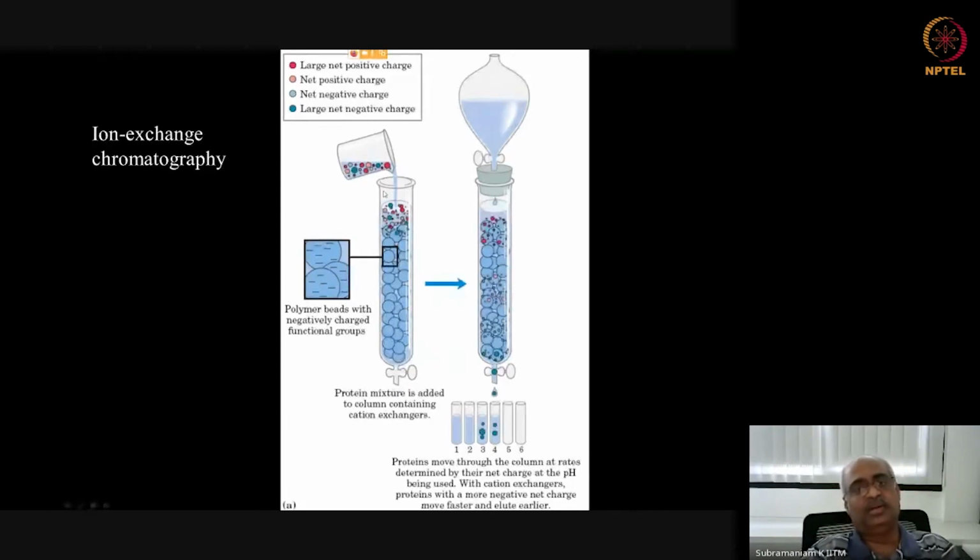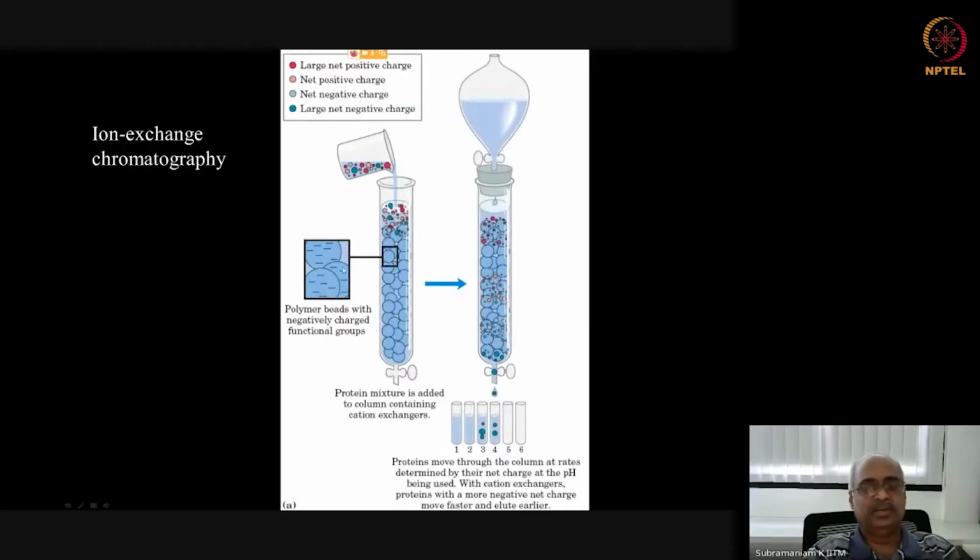So here you have a mixture. You see the color codes here. A protein that has large net positive charge, slightly less than the first one, and then a net negative charge and a large net negative charge. So you have a range, and then you pass them through the column.